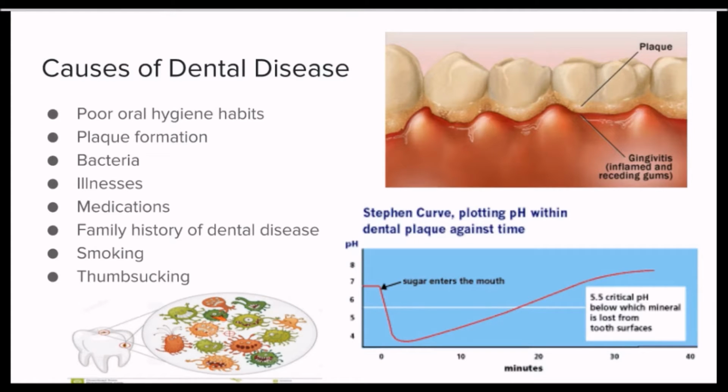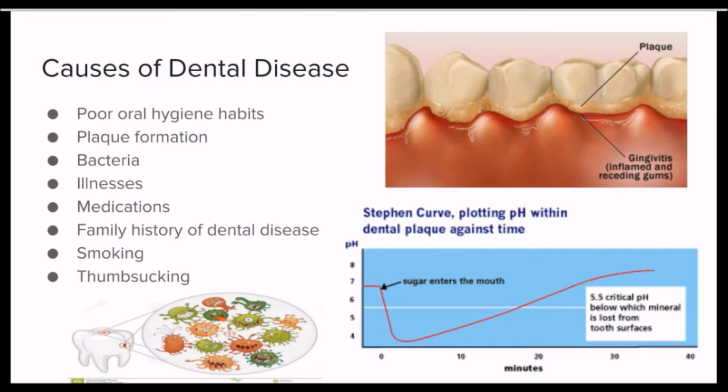Illnesses also can cause dental disease. Diabetes: people with diabetes have a higher risk of developing infections, including gum disease. There are other illnesses such as AIDS and its treatment and cancer and its treatment that can also negatively affect the health of gums.